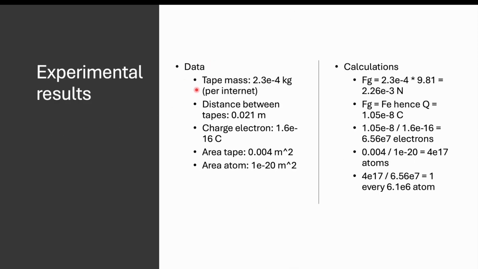Here we can see our data: the tape mass, which I found on the internet for the specific tape I used, the distance between the tapes when it came to equilibrium, the charge of electrons, area of tape, and area of atom. With the calculations, we can see that the charge of the tape was 1.05e-8 coulombs. This is the number of electrons used, and this here is the number of lost electrons for every certain amount of atoms, which is 6.1 times 10 to the 6 atoms.